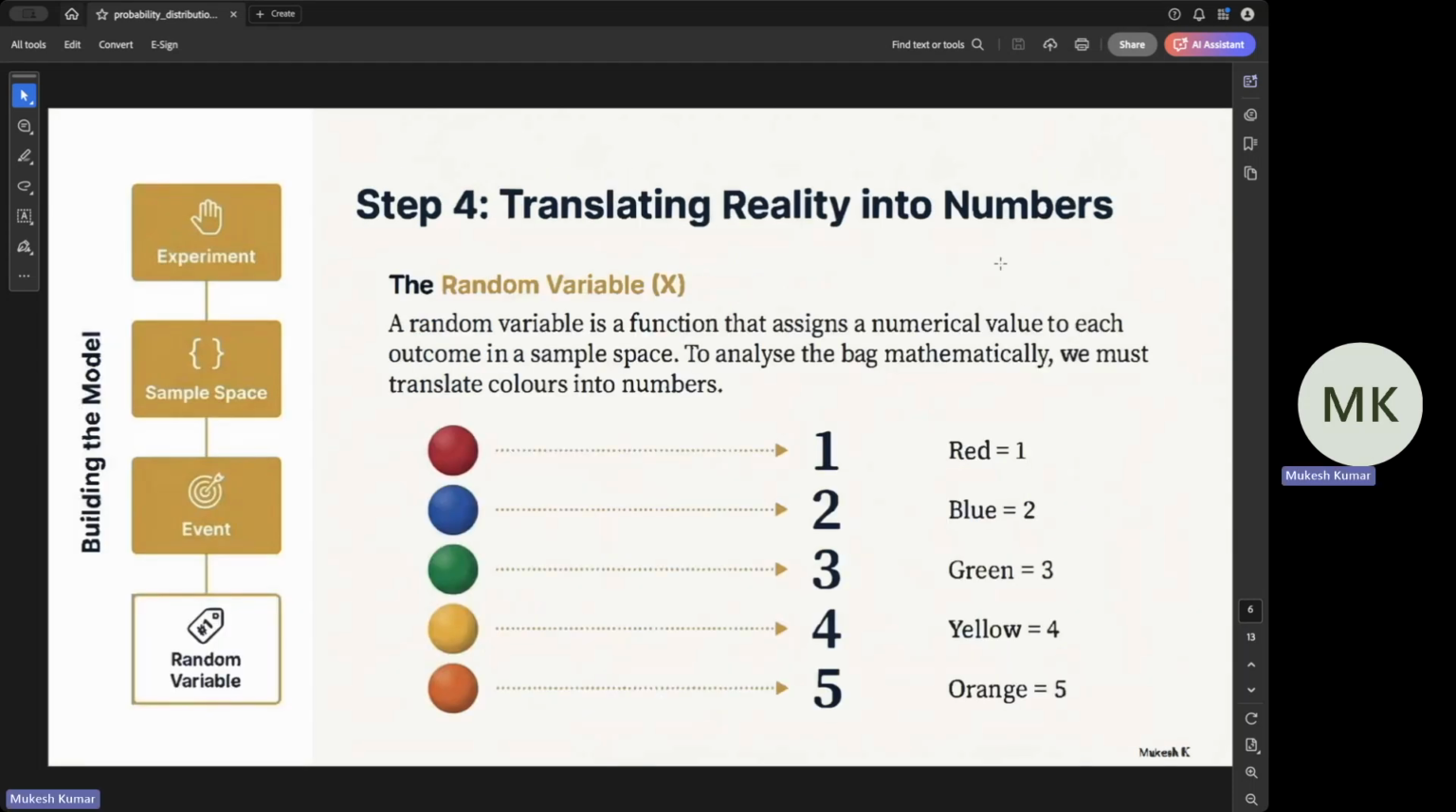Now we have to convert the scenario into numbers. So we define a random variable, in this case X. X is a random variable which assigns a numerical value to each of the possible outcomes in the sample space. In this case, we are denoting the outcome of the ball being red in color with a 1, blue as 2, green 3, yellow 4, orange 5.